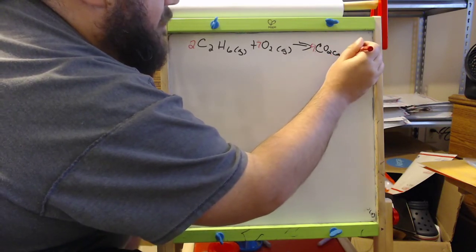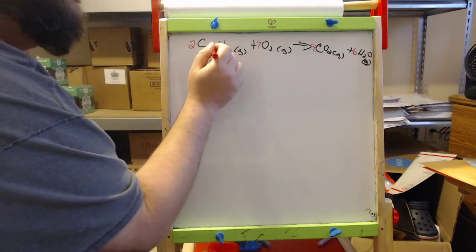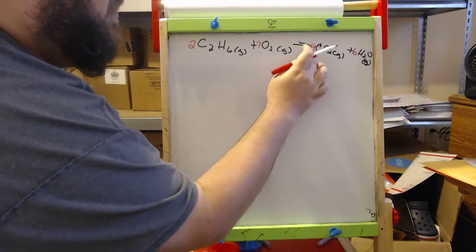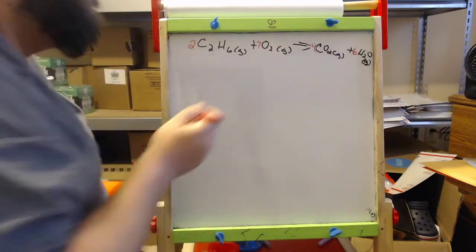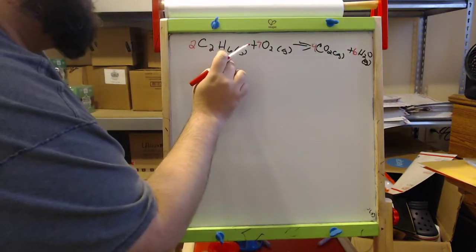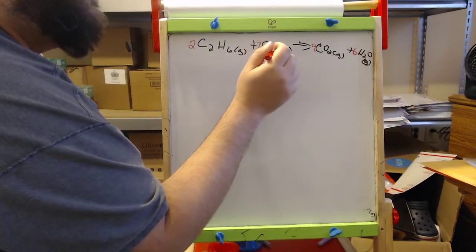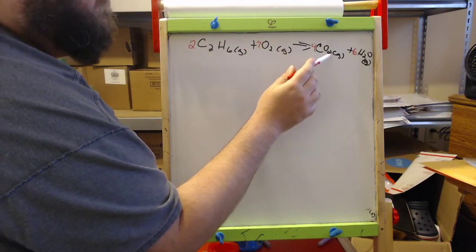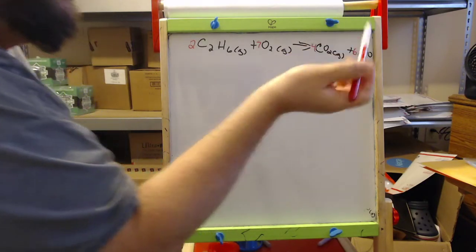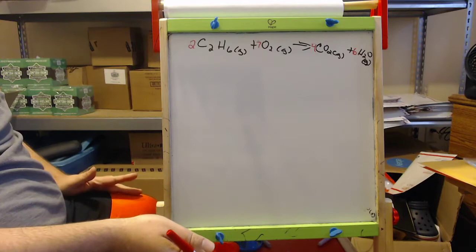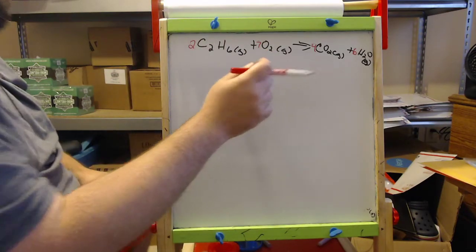And then we can double check everything. Okay, so we got 2 times 2 for the carbons, that's 4. 4 times 1 is 4. 2 times 6 is 12 hydrogen. 6 times 2 is 12. We're good there. I got 14 oxygen. 7 times 2, and 4 times 2 is 8, and 6 times 1. And 8 and 6 is 14. So we're balanced. 2, 7, 4, 6.